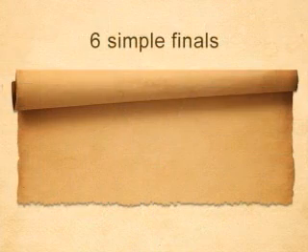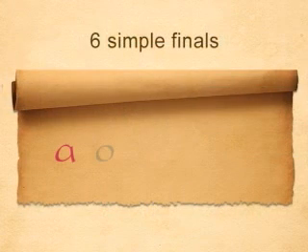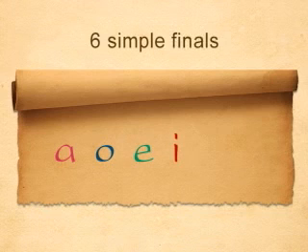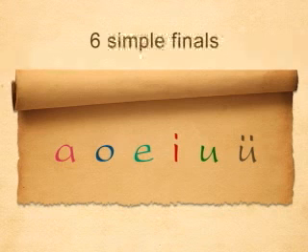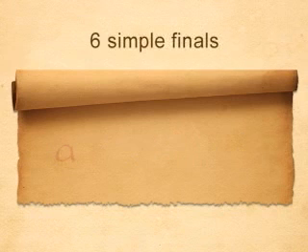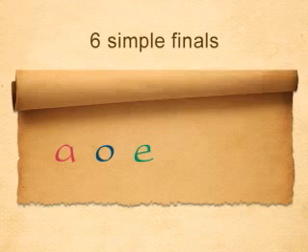Let's pronounce the simple finals together using the first tone. Let's begin. A, o, e, yi, wu, yu. Let's repeat them again. A, o, e, yi, wu, yu. Great. We reviewed the simple finals.